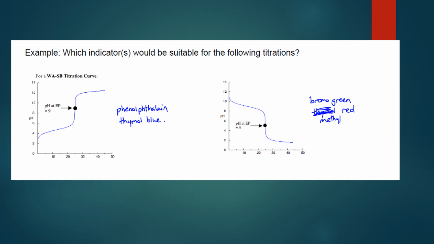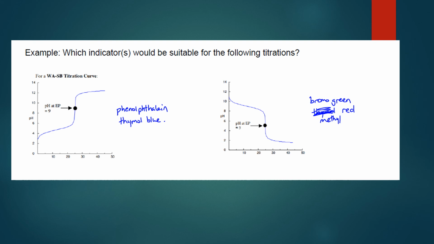So here's our last example question. It says, which indicator would be suitable for the following titrations? In this first titration, you can see we have a weak acid and strong base titration curve. So that's the WASB, weak acid, strong base titration curve. At the equivalence point, we have a pH of 9. So if we go back to our chart, we are trying to find something that changes color at around 9. And in this particular case, phenolphthalein is a great choice. Thymol blue is another one that changes color right in there. So there's two good choices for that particular titration.